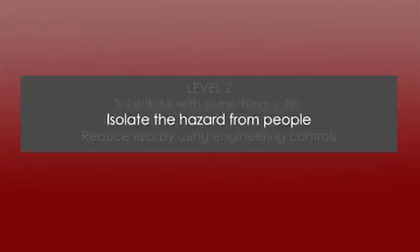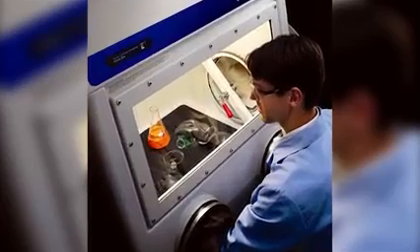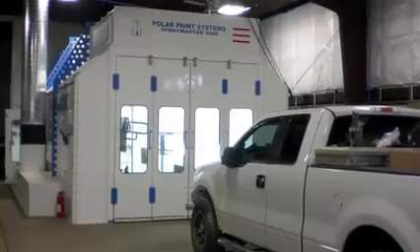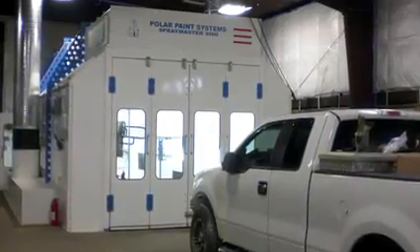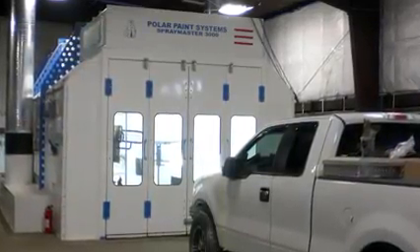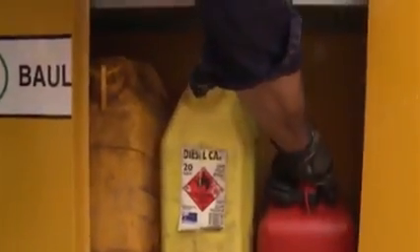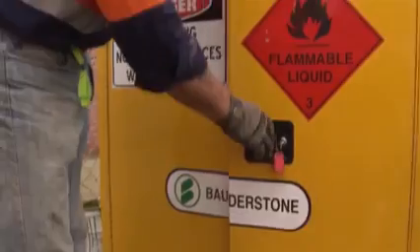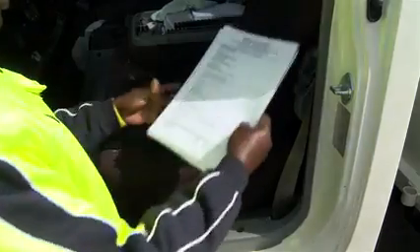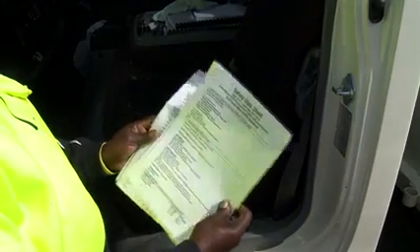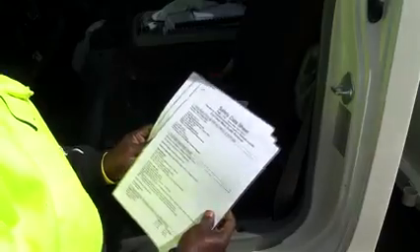Isolate. Secondly, we can isolate processes from workers, for example, by fully enclosing or automating a process to avoid operator exposure. We can also separate incompatible chemicals. Chemicals can be separated by using barriers or distance. Information about a chemical's incompatibilities can be found in its safety data sheet.